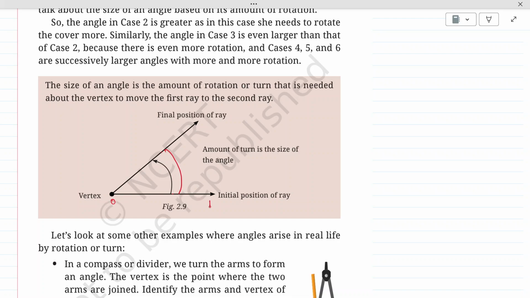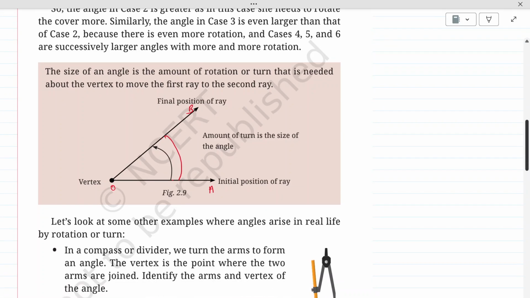Let me name it as O, A and B. So OA has to move this much to reach OB, right? So this is the angle. It is mentioned that it is the amount of rotation that is needed about the vertex to move the first ray to the second ray. So if I move this OA to OB, it has to go through this rotation, and this rotation is called the angle. This is our angle. Okay.